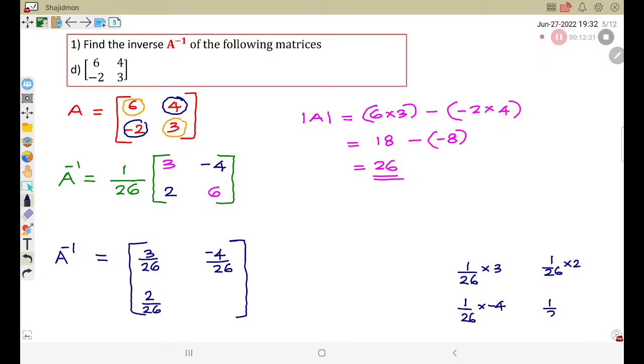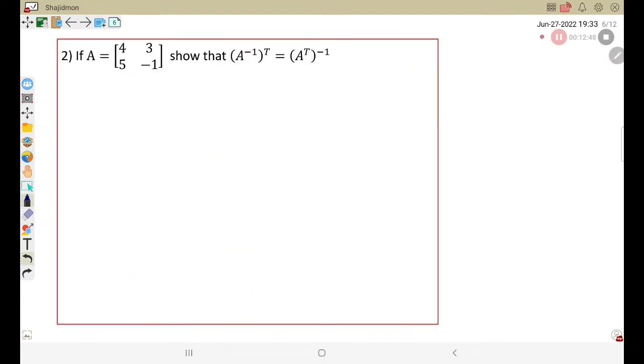Now 1 over 26 multiply 6. So 6 over 26. So this is the inverse of the matrix A. So that is how to find the inverse. I hope you understood. It is easy only. In the 2 by 2 matrix case you can use the shortcut idea. Okay, we will go to the next question.